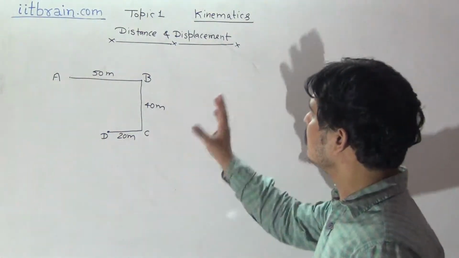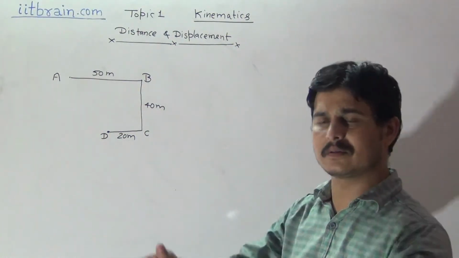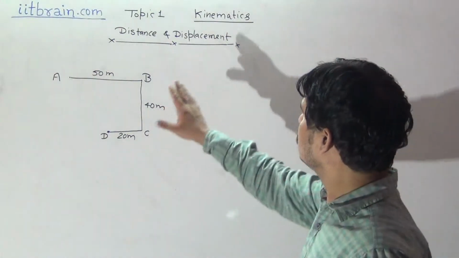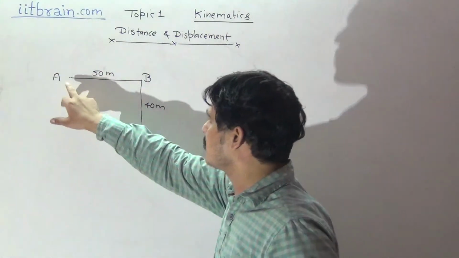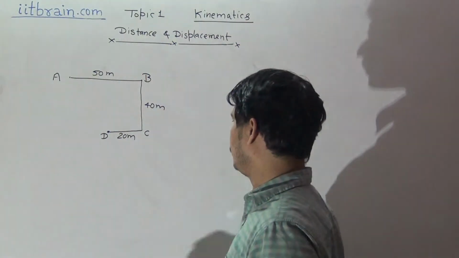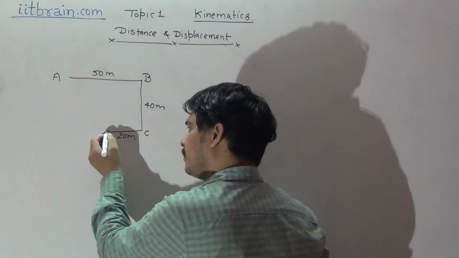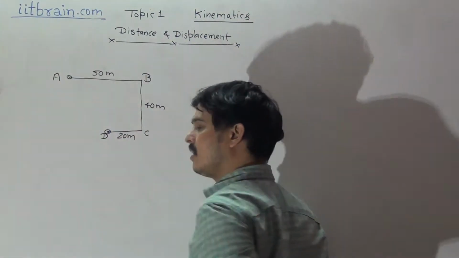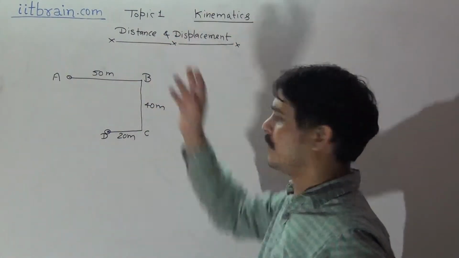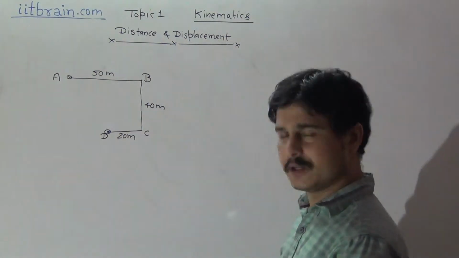So kinematics is the process to discuss the position of a particle, displacement, distance, velocity, speed, and these things. So this is a case: a particle starts from point A up to point B, then it moves from B to C, from C to D, then finally it ends up at point D. Then our discussion is to make a distinction between distance and displacement.